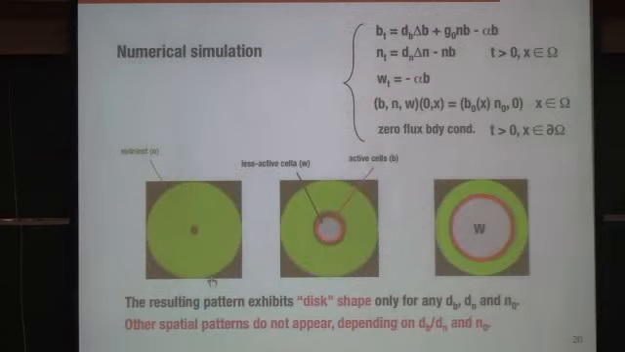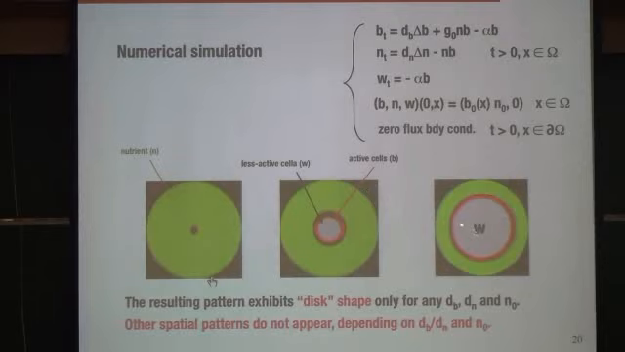Okay, and then the numerical simulation says the following. This green is the nutrient concentration, initially homogeneous, and this red is the active cells, B. They put the active cells here, and it expands like this. Why? What is the white part? The white part is less active.